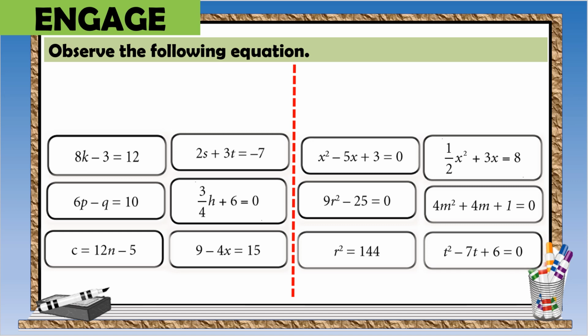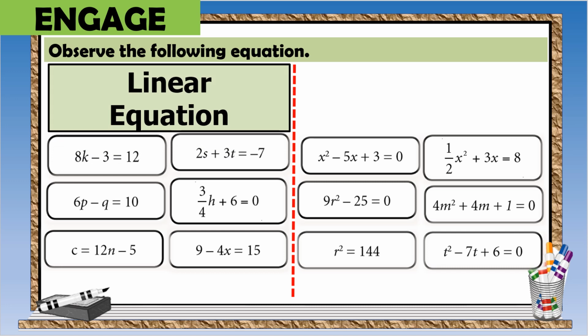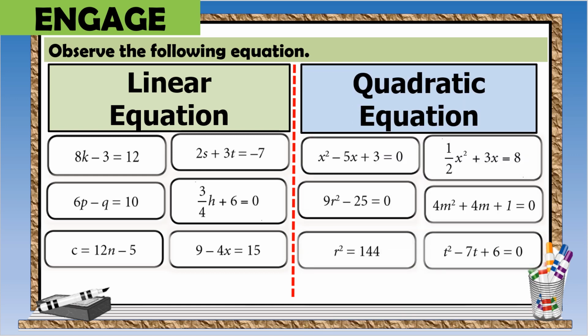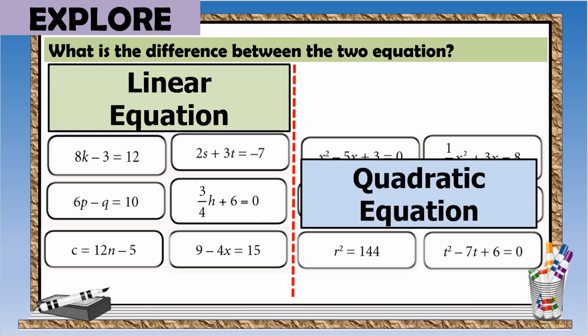So again, observing the following equations, I just regrouped them. On the right side, those equations are not linear. Those equations on the left side are linear equations. If the equations on the right are not linear, then we call them quadratic equations. What do you think is the difference between the two equations?